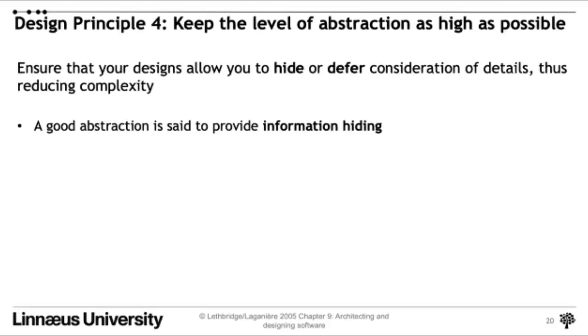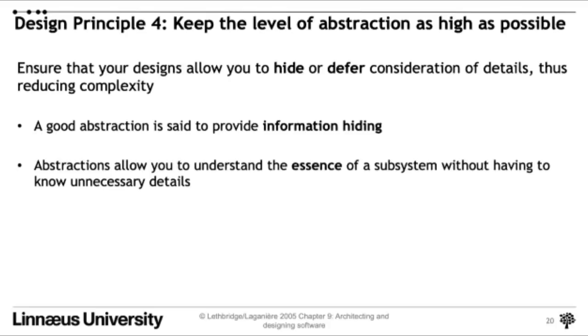Once you have abstractions, they allow you to understand the essence of the subsystem without having to know the details. I mean, you just need the interface of your class. You don't need to understand how the data or the methods work. Then information hiding is very important. Two things: information hiding and, as we will see in the next lecture, also interfaces.